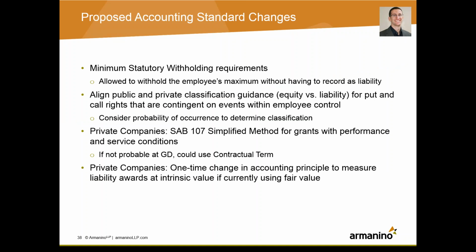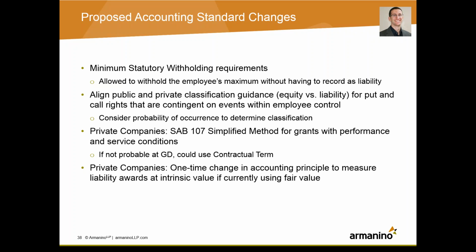They're talking about allowing you as a company to withhold the employee's maximum statutory withholding requirements as opposed to the minimum. Today, if you did that, you'd have to record it as a liability, ultimately because you could manipulate it and use it as a way to repurchase shares. I think that's a change that should definitely get through, and from what I've read, I haven't seen anything really negative against that.